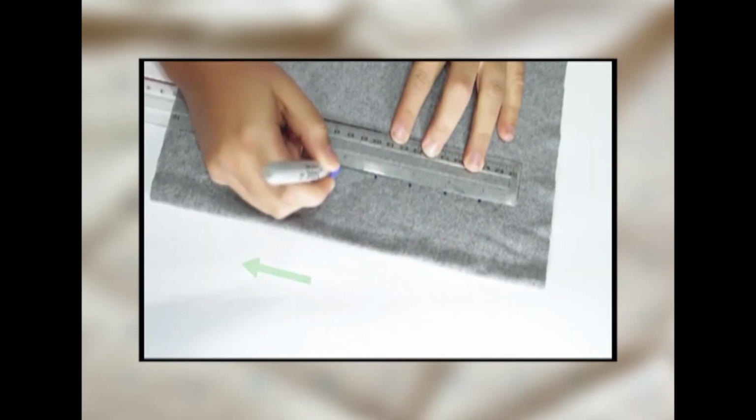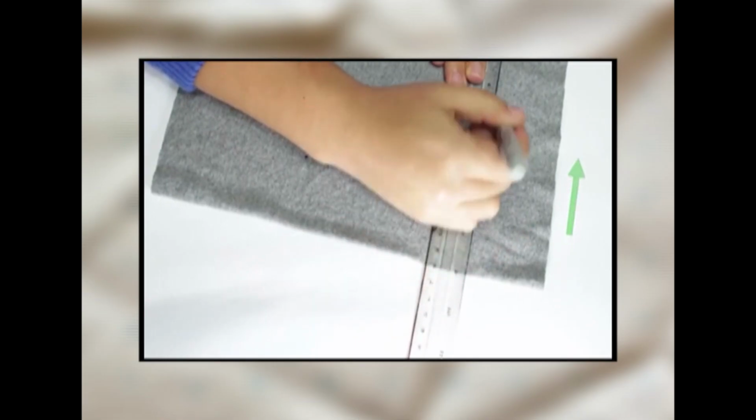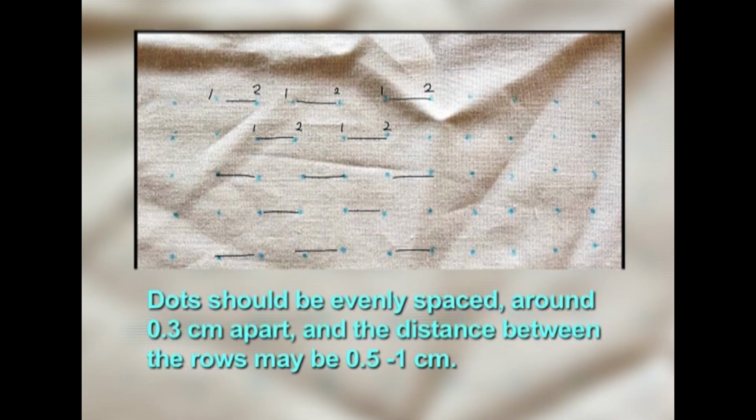Marking with a series of dots on the wrong side is required for smocking on a plain material. These dots should be evenly spaced around 0.3 centimeters apart, and the distance between the rows may be around 0.5 to 1 centimeter. For heavy fabrics, the distance can be more, and fabrics with checks, pleats or dots do not require the transfer of the pattern because they already have the pattern.